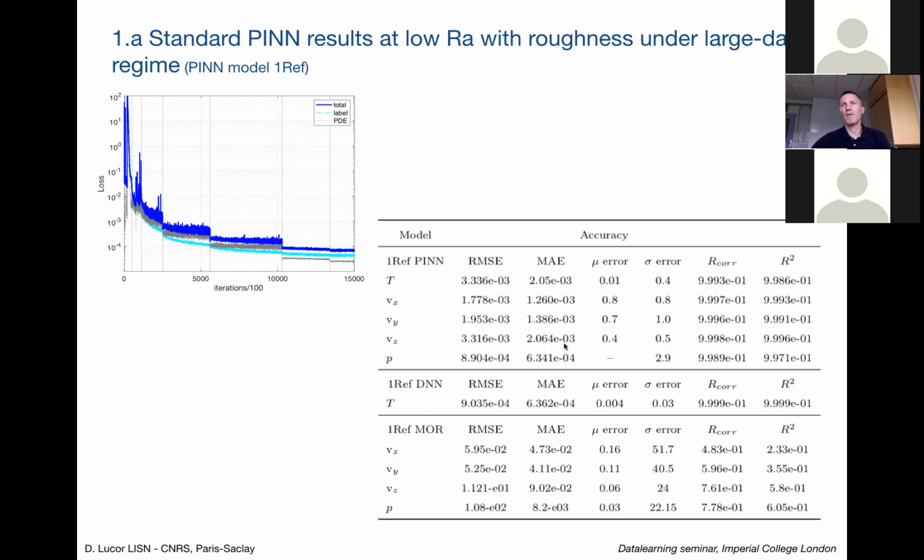Those are average accuracy metrics, average in space and time. It's a summary of the accuracy I get for the temperature, for the velocity, for the pressure. So I get very good results in this case, but I have a lot of data.